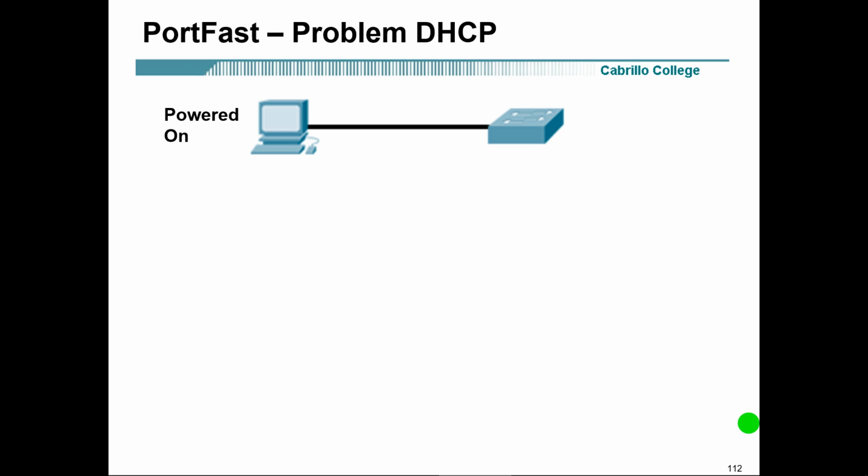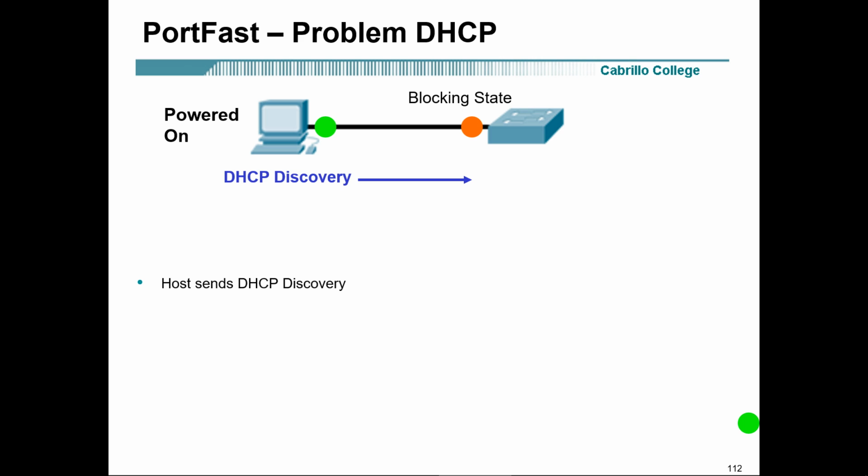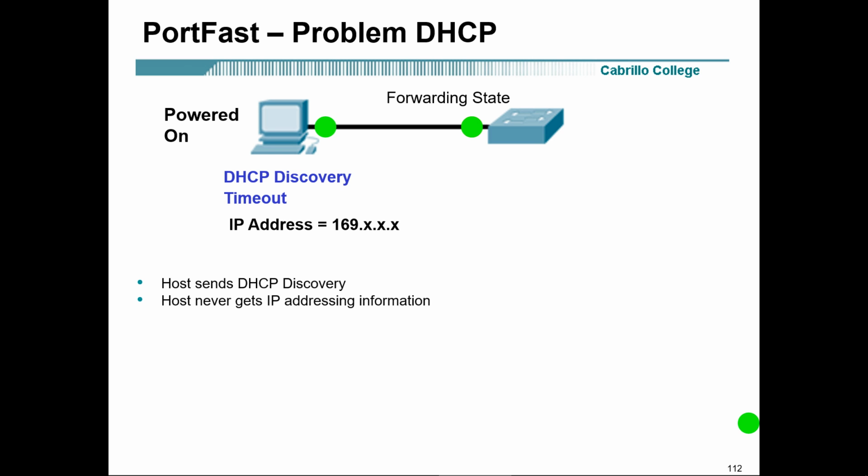So let's look at PortFast with DHCP. The PC comes on, DHCP will send a discovery, but the switch is in a blocking state. Then in a listening state. DHCP discovery at this point has already timed out. The switch transitions to a learning state, and then a forwarding state. But again, DHCP discovery has already timed out. The IP address for our newly powered on machine is an automatic private IP address, meaning it never gets an appropriate IP address.